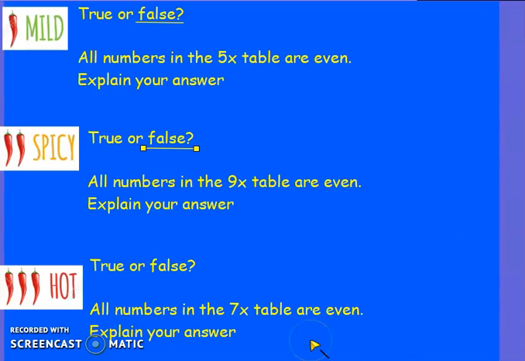The hot challenge asked you to look at the 7 times table and said that all numbers in the 7 times table are even. If you had a look at the 7 times table, you will have spotted some odd numbers in there. For example, 3 times 7 is 21, and 21 is an odd number because it ends in 1. So this statement is also false. Well done if you had a go at those and you got those correct. If you want to keep practicing this and investigate different times tables, then pause the video and go ahead. If you feel confident, let's move on.